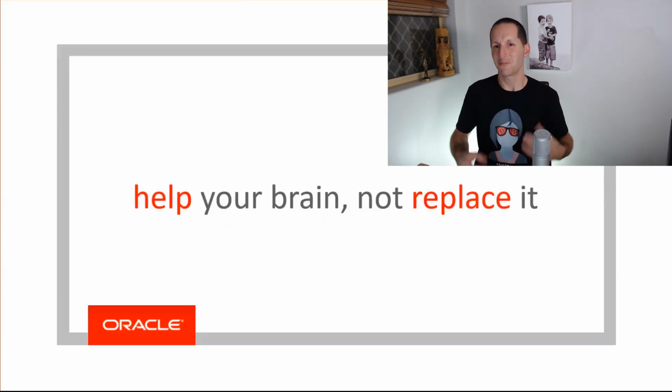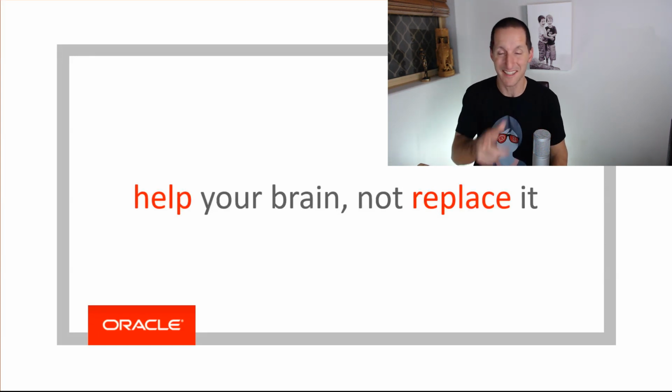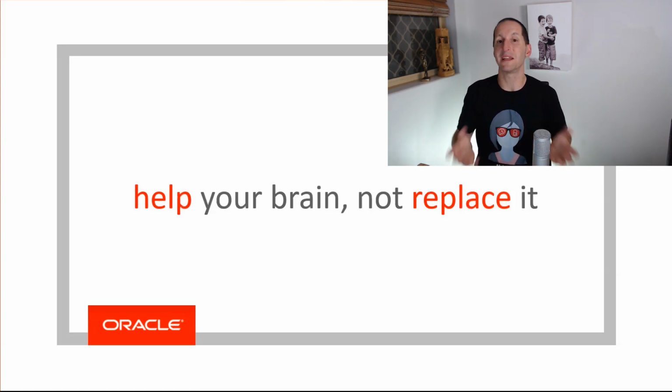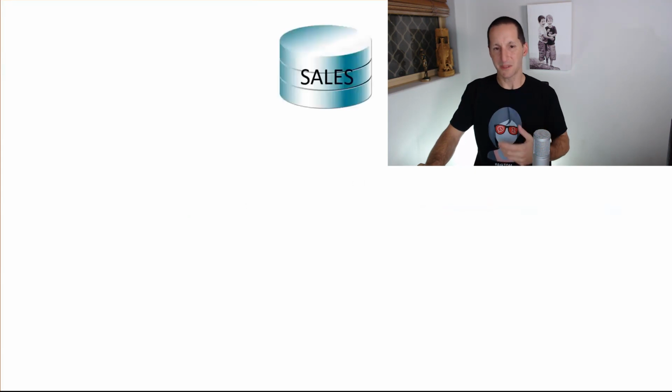I stress, this is perhaps my own defense. I put this slide in every presentation I made about indexes in 12.2. The new information we give you in 12.2 is to help your brain, not replace it. It's to augment the decision-making process, not just say, yep, this tells you yes or no whether you can drop an index. And here's the problem.